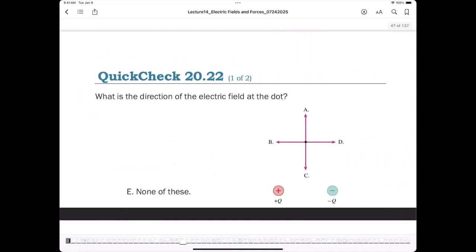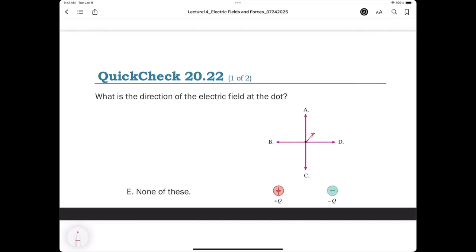Okay, let's review some quick check questions. What is the direction of the electric field at the dot? At this dot, for the positive charge, you can see it should be outward.